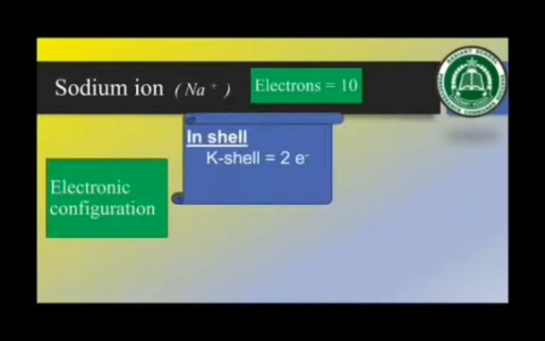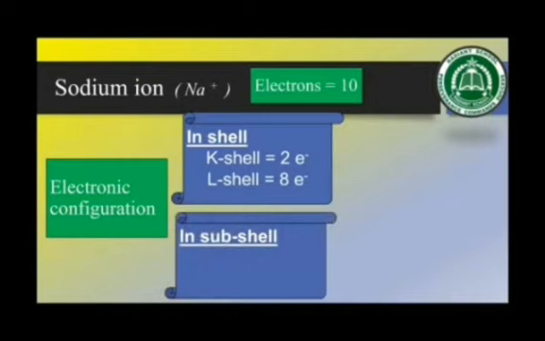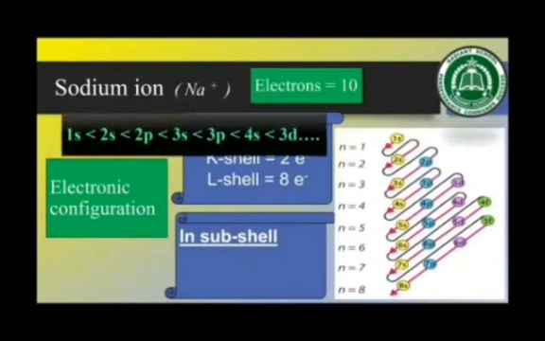Okay, let's see the electronic configuration. In shells, the K shell will accommodate 2 electrons and the L shell will accommodate 8 electrons. Total 10 electrons are accommodated in 2 shells. Now in subshells, 1s. How many electrons will be here? 2. So 1s2. Then 2s2. 4 electrons are accommodated. How many electrons are left? 6. Can I write 2p6? Yes, because the p subshell can accommodate 6 electrons. So this is the complete electronic configuration of the sodium ion.